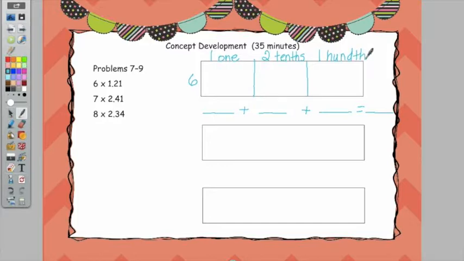Okay, now what's 6 times 1? 6. 6 what? 1. You can't forget unit form. You can't forget your label of the place value, okay? Otherwise, you're going to end up with something that doesn't make any sense. 6 times 2? 12 what? 10. And 6 times 100? 600.